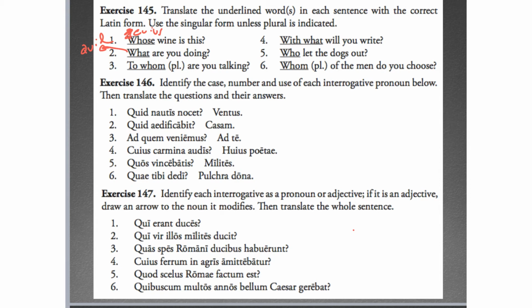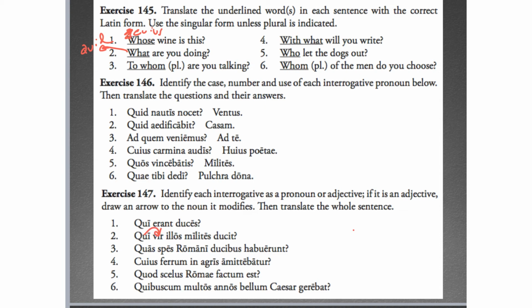All right, and then 147, each interrogative is a pronoun or an adjective. If it's an adjective, draw an arrow to the noun it modifies. Those forms of the interrogative can be used adjectively as well. So something like which boy, which girl, they will use the relative pronoun forms. So qui erant duces, who were the leaders. Who, that's going to be a pronoun. And then number 2, qui vir illos milites duxit, which man led those soldiers. All right. That's going to be an adjective because it goes with vir.